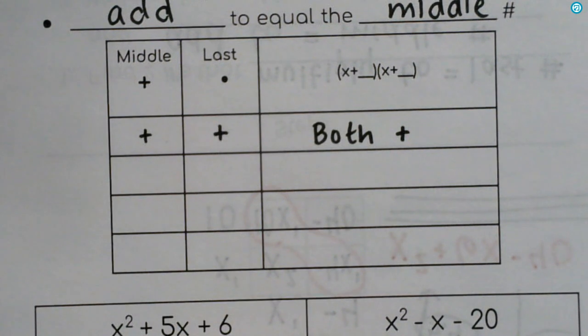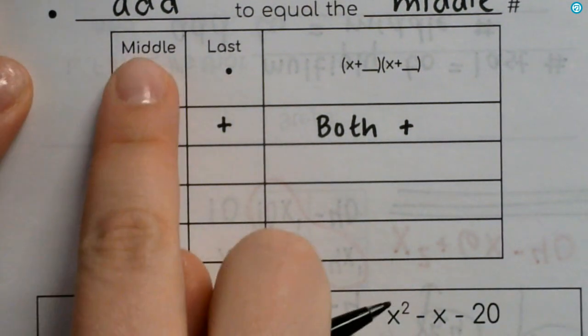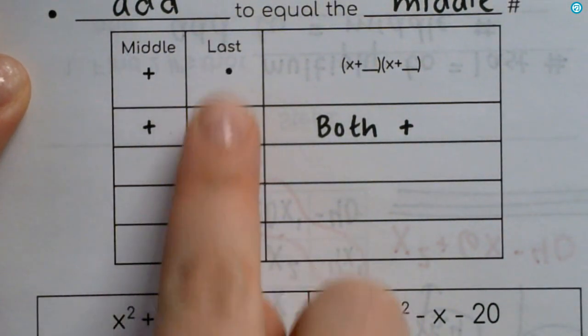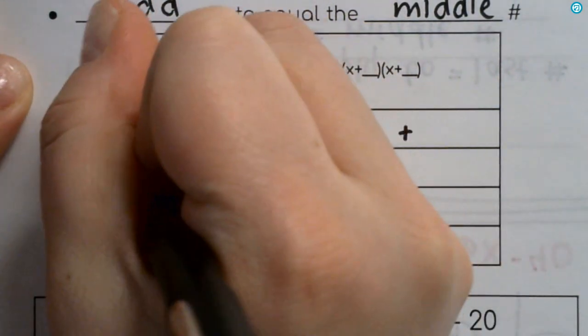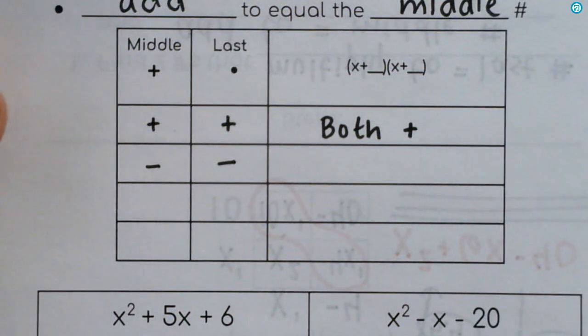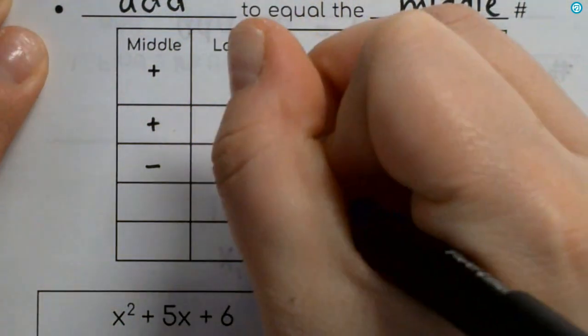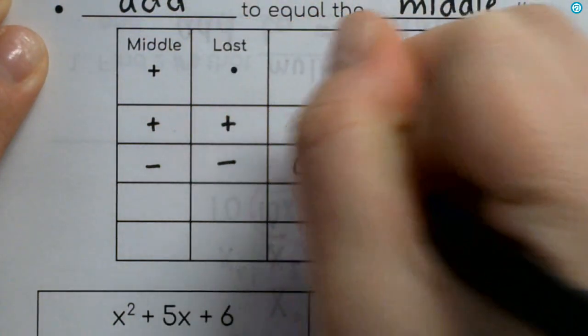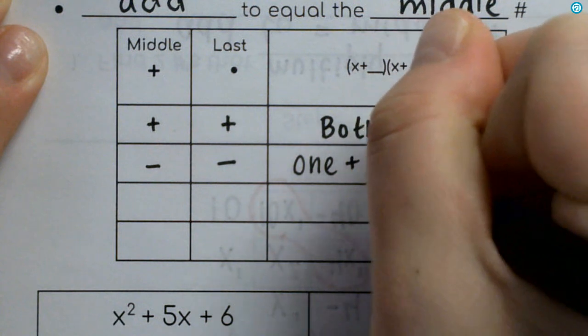If we need to add together to be a negative number and multiply together to be a negative number, which is our second example here, the x squared minus x minus 20, we are going to have to pick one positive and one negative. I'm going to write down 1 plus slash 1 minus.